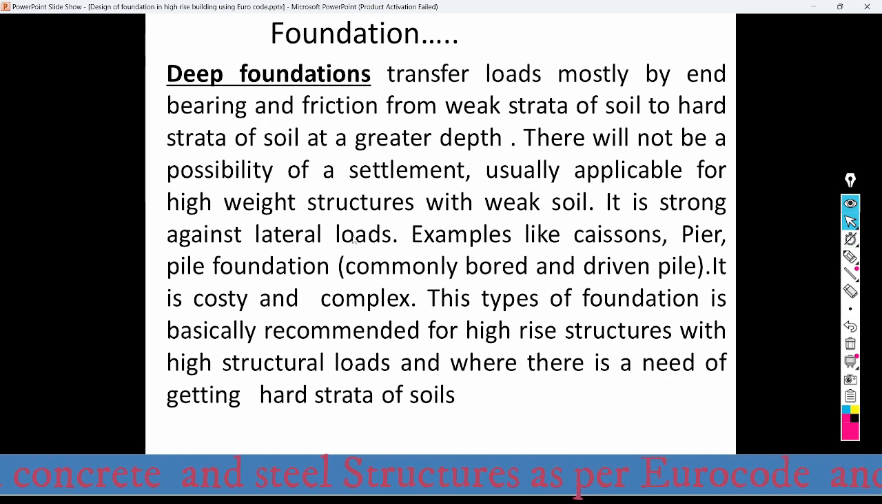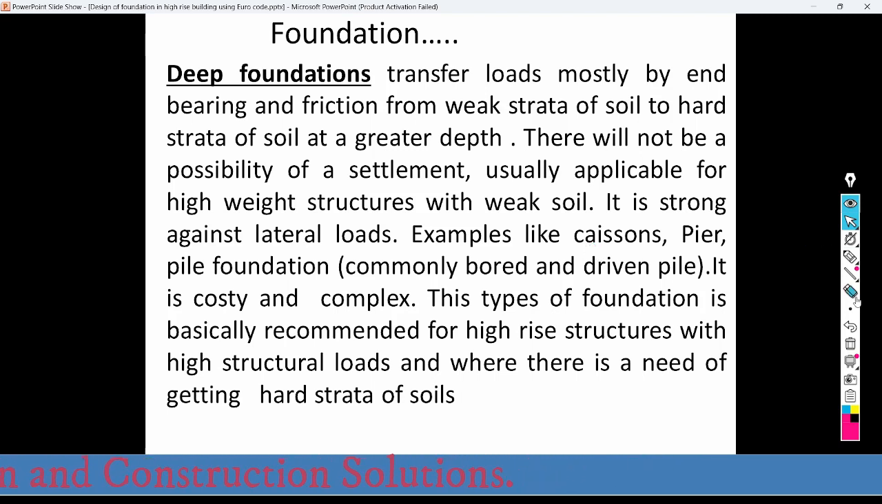And it is strong against lateral loads. Basically, high-rise buildings are liable to higher lateral loads such as winds and earthquakes. So, in order to provide higher resistance against lateral loads, we need to provide deep foundations. Some examples of deep foundations are caissons, piers, and pile foundations.